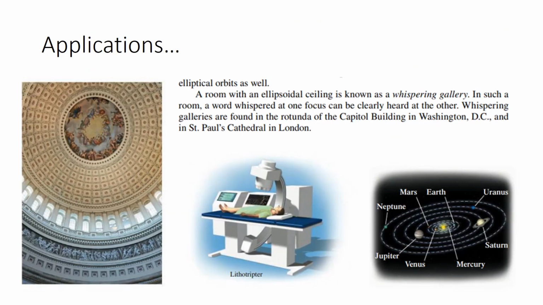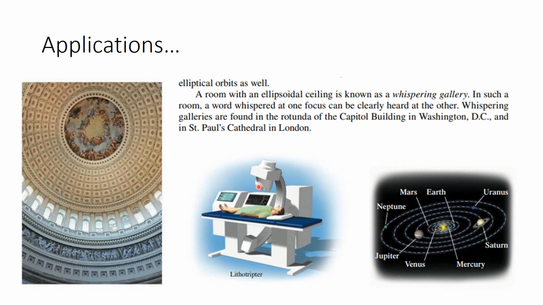Now there are important applications of these things, because if a sound wave originates at a focus, it bounces off the elliptical surface and lands at the other focus. These things are called whispering chambers. They have these at the Museum of Science and Industry in Chicago. There are Capitol buildings that have these things, and there also are some in St. Paul's Cathedral.